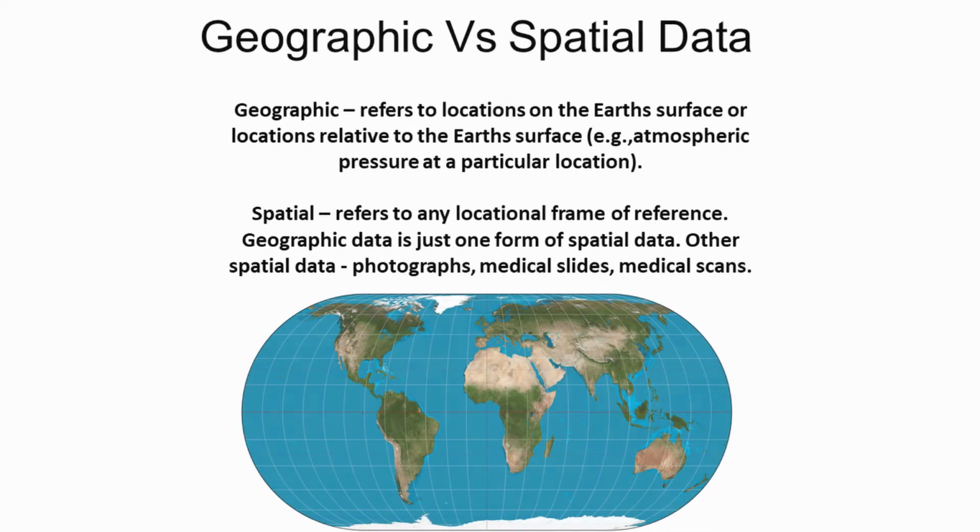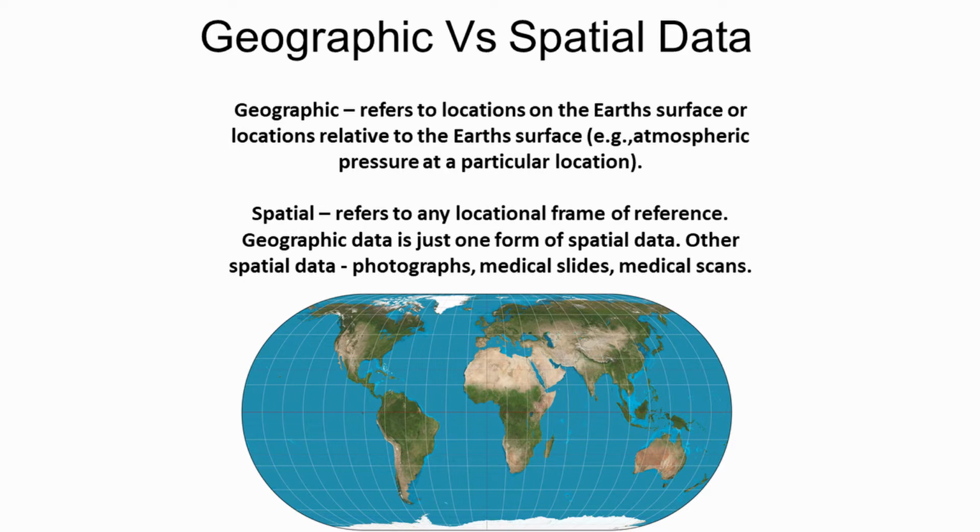To recap what was discussed in the introduction, GIS deals with geographic data, a type of spatial data. Geographic data refers to locations on the Earth's surface or locations relative to the Earth's surface, like atmospheric pressure at a particular location. Spatial data refers to any locational frame of reference. Geographic data is just one form of spatial data. Other spatial data could be photographs or even X-rays of your body. X-rays show spatial relationships between your bones.